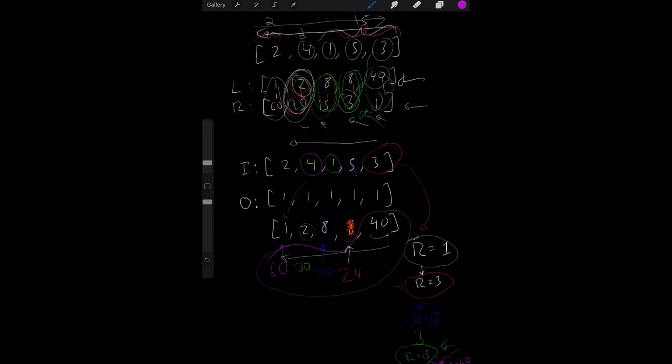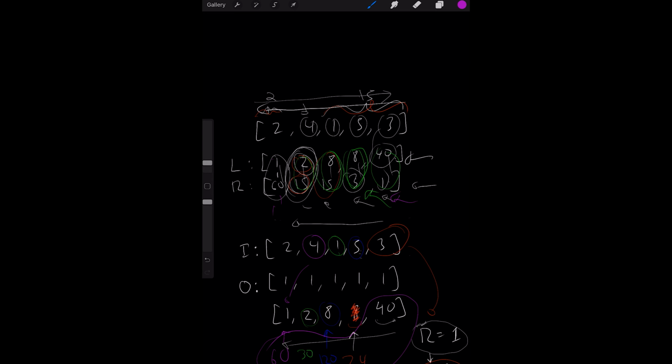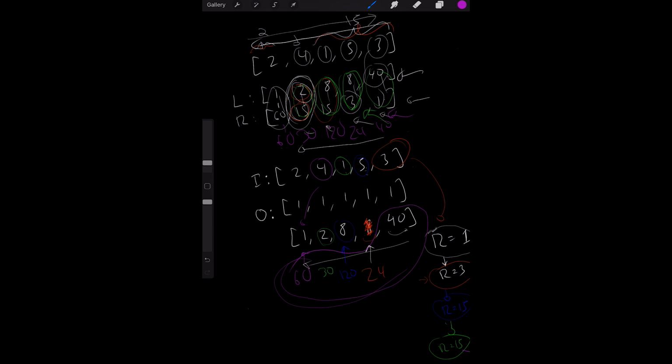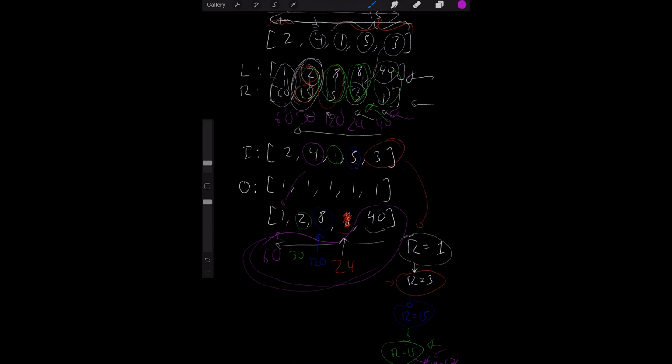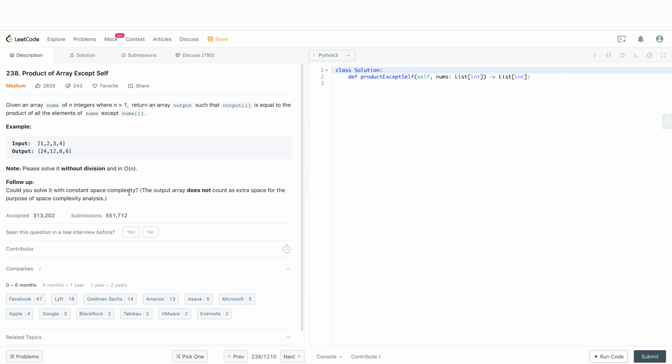Ta-da! So in the previous approach, we would have had 2 arrays and we would just multiply them together like this: 30, 120, 24, 40. And this gives us the same thing over here. God, that's a lot of colors. Whee! All right, so that's pretty much it. So let's see what it looks like during the coding.